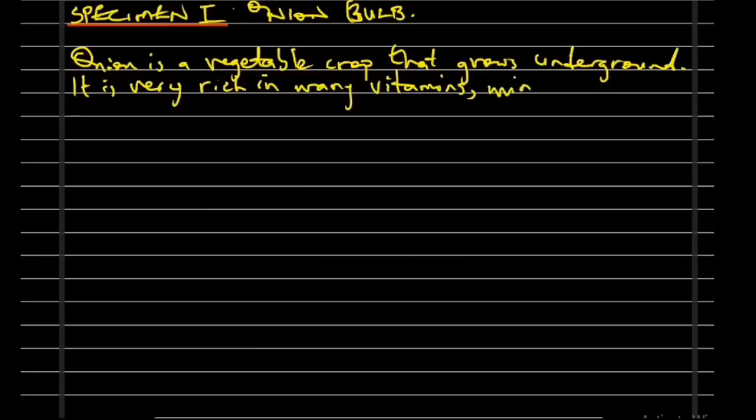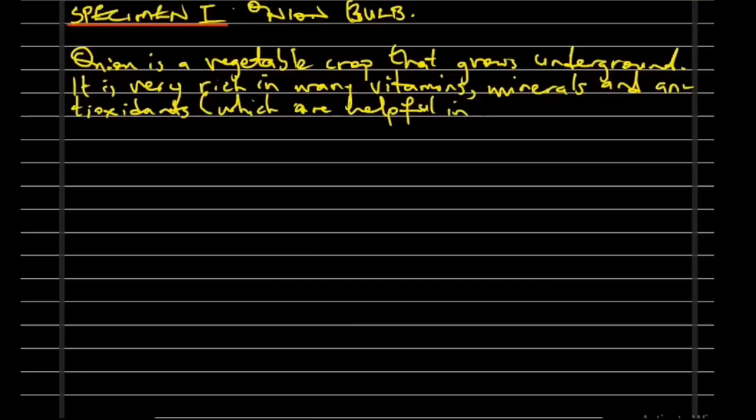We also have some minerals. It is rich in some vitamins, minerals, as well as antioxidants. Antioxidants help to eliminate free radicals. That is the function of the antioxidant. So it eliminates free radicals, and you find them to have very low calories. This particular onion that we're talking about has low calories.